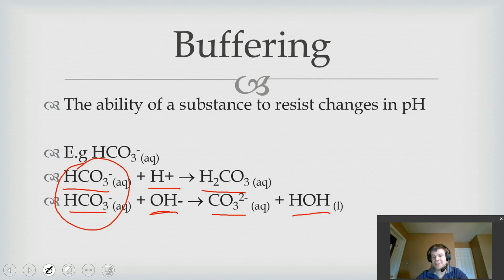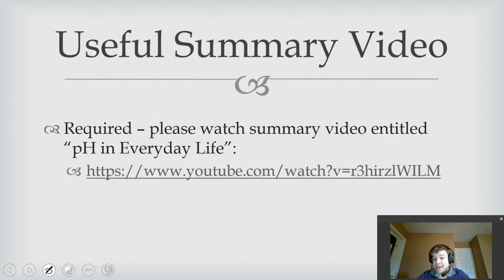And so God has designed our bloodstream to have bicarbonate built into it. And so bicarbonate buffers the presence of acids and bases in this way and keeps the pH very steady. And that's what a buffer does. It keeps pH steady. That's the end of this lesson.